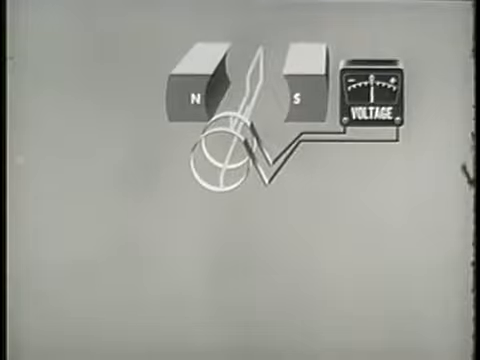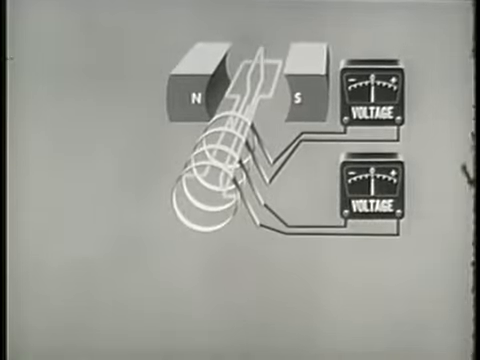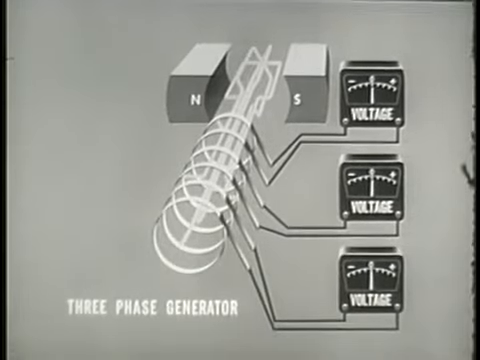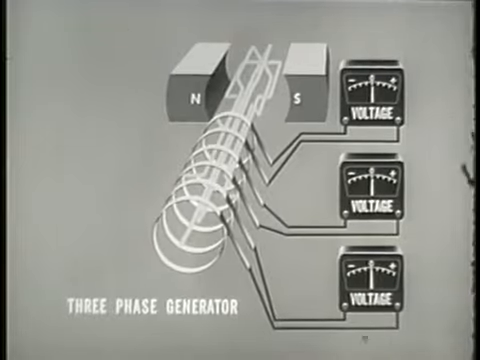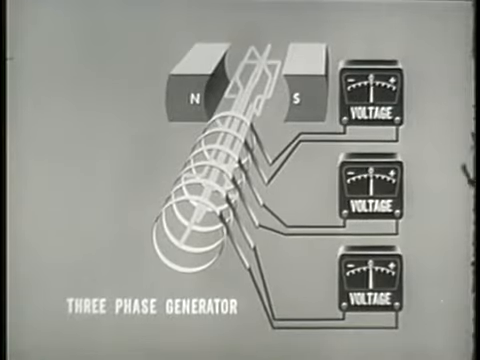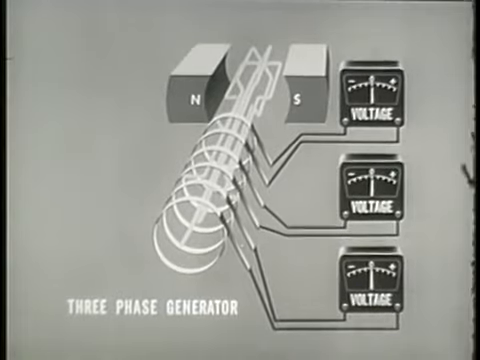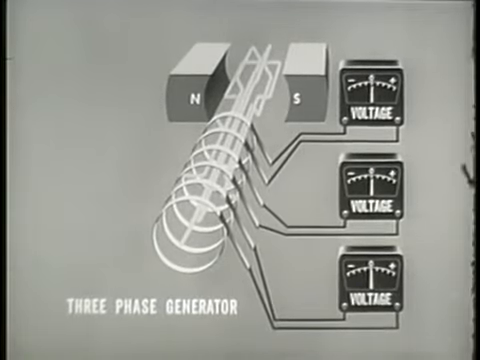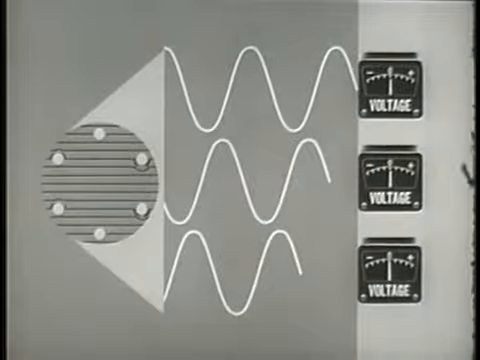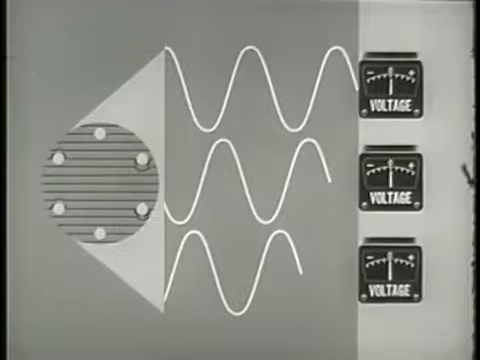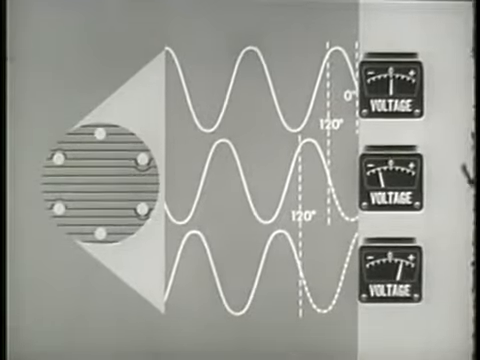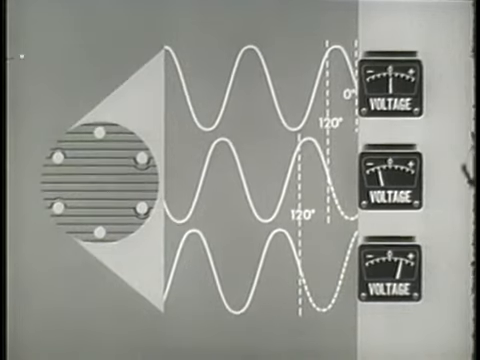The principles used in the construction of a single-phase AC generator are also employed in 2- and 3-phase AC generators. The 3-phase system has 3 loops set 120 degrees apart, 6 slip rings, and 3 outputs represented by these 3 voltmeters. The output, as shown here, will consist of 3 individual AC voltages, identical in amplitude and 120 electrical degrees out of phase. The 3-phase system has many practical applications and is widely used.